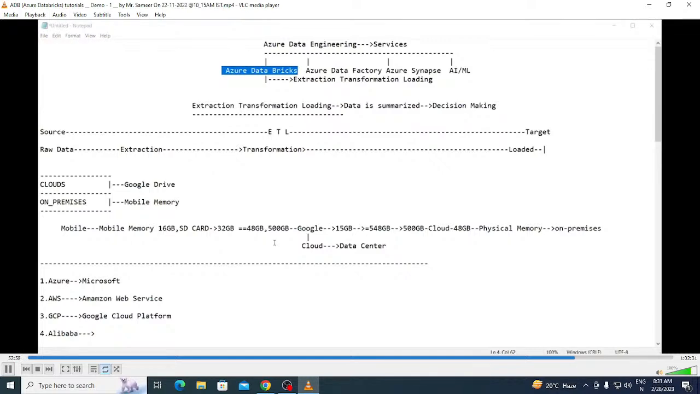Azure Data Factory and Azure Databricks are both used for the same process. But in Azure Databricks, you use a character user interface, where we need to use different languages: Python, Scala, R, and SQL. These are the four languages used in Azure Databricks. Whereas Azure Data Factory is totally menu driven. Both perform the same job, but one is menu driven and the other is code based.